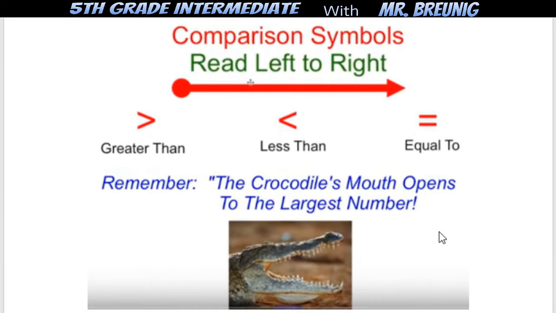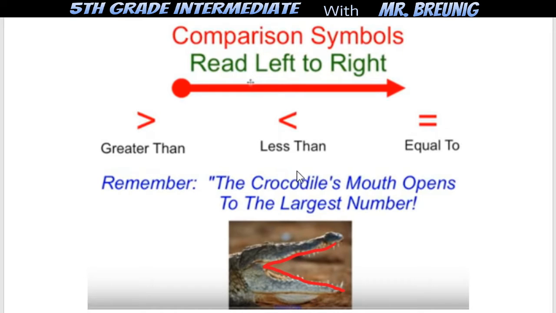Today we're going to be talking about comparison symbols, and you probably have seen these since second or third grade. When you first learned about them, one of the ways that at least I learned was we would talk about the alligator opens his mouth to the biggest number. And that's really what we see when we look at the alligator's mouth here.